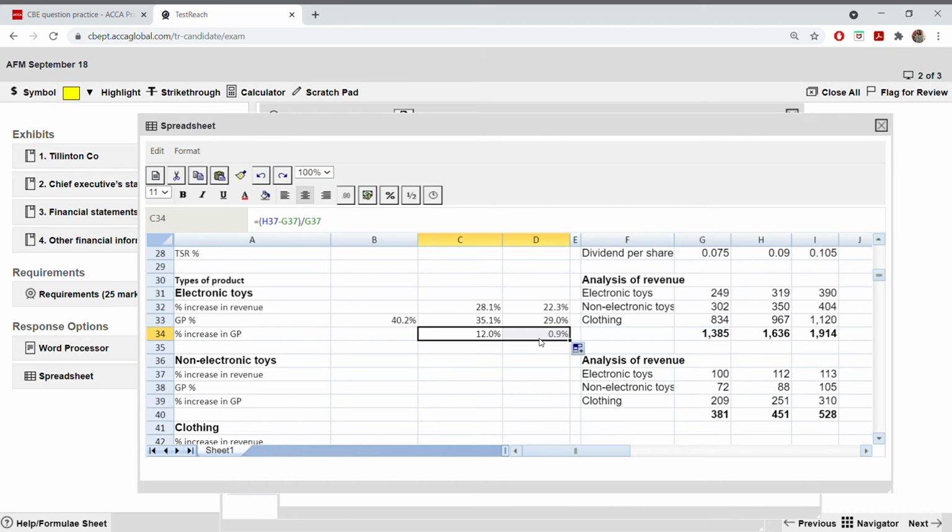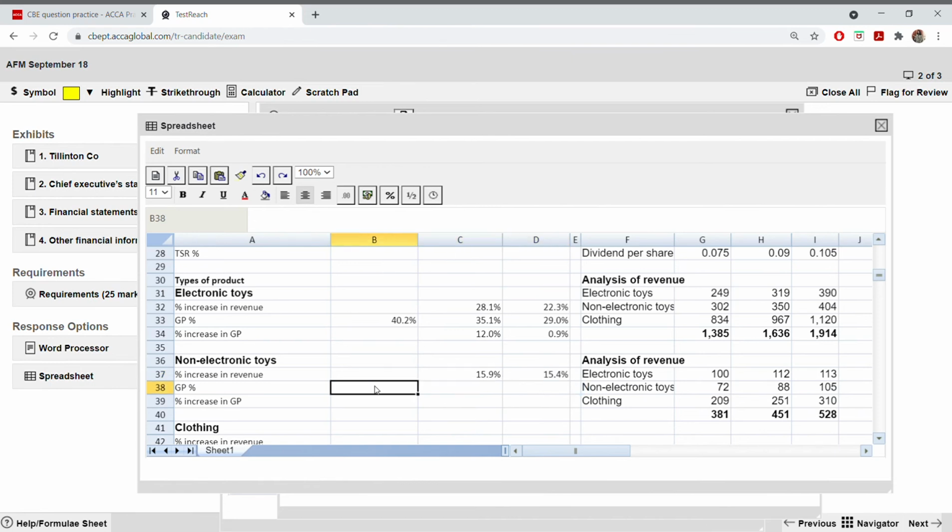Next. Likewise, you can do the same thing for all the rest. When you go for the non-electronic toys, you take the revenues. So this minus this, divide by this. You take this in terms of percentage, one decimal place, and then drag it.